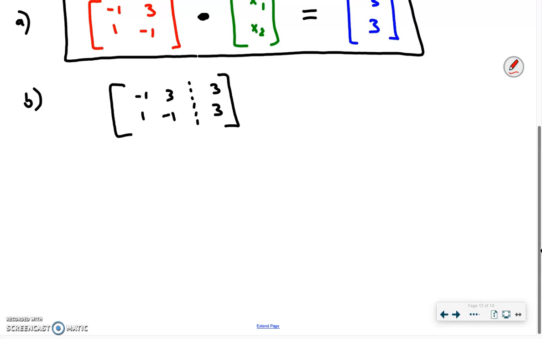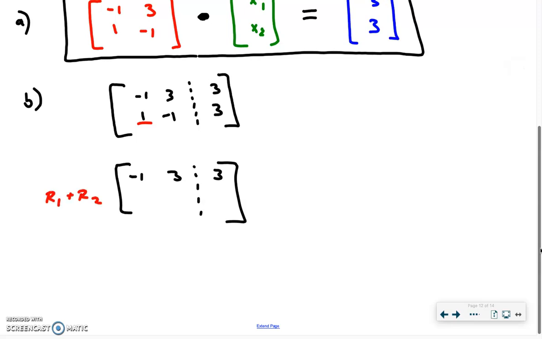I know that typically we would start at that top left corner, row 1, column 1, but I'm actually going to start here in this particular case. And I am trying to move quickly as I have like a minute, 10 seconds. So first row is going to stay the same. Second row, though, I'm trying to create a 0 in that spot, so I'm going to say that row 1 plus row 2 should get us there. So -1 plus 1, 0, 3 plus -1, 2, 3 plus 3, 6.